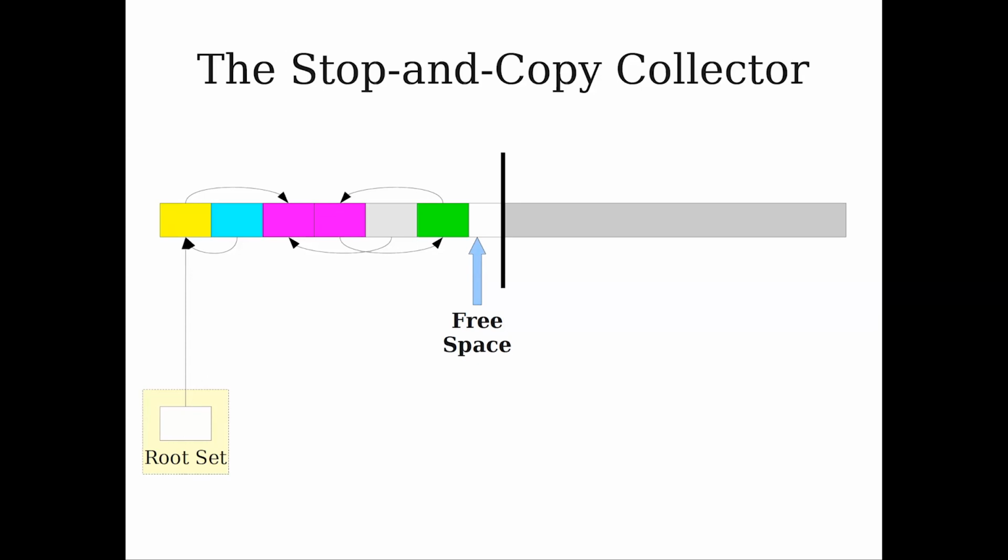Stop and copy will stop the program from execution at this point. It will put it in a suspended state. It will start copying things from the root set. So first the root set gets copied. Now anything that the root set refers to will also get copied. So this pink object gets copied and you keep doing this recursively. So now pink refers to green, so green gets copied. Green refers to pink, but then we will maintain this somehow, that pink is already there.